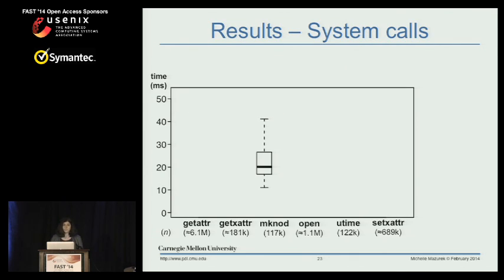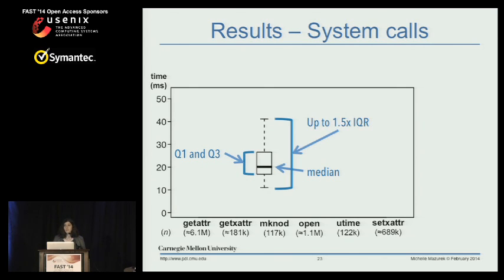So I'll show you the results for all of the system calls. Before I do that, just a quick refresher on how to read a box plot, just in case anybody hasn't seen one for a while. So the fat line in the middle is the median, and then the edges of the box represent the first and third quartiles of the distribution of latencies for the system call. And then the whiskers in this case represent up to 1.5 times the interquartile range, which is basically the distance between the first and third quartile. So it's the biggest data that falls within, or the smallest that falls within that range. And so in this case, we're looking at the make node system call, and it has a median of a little less than 20 milliseconds.